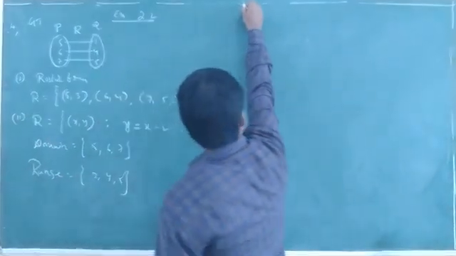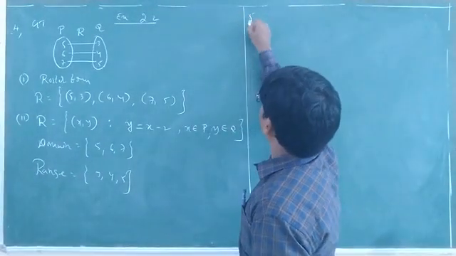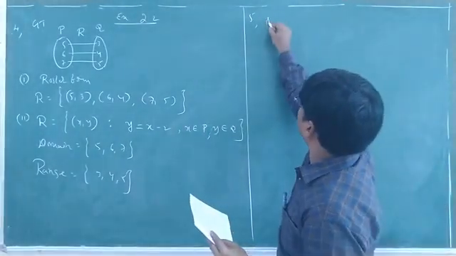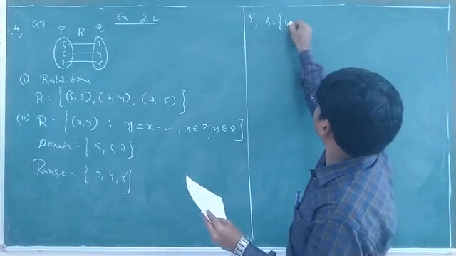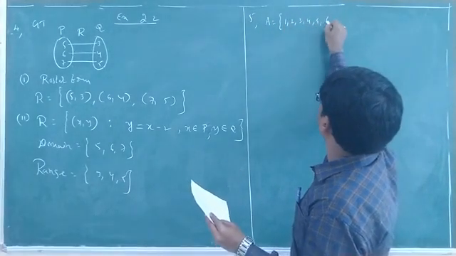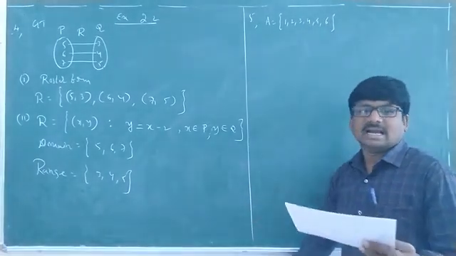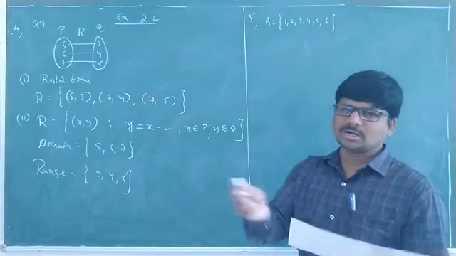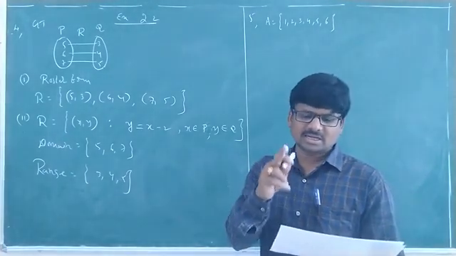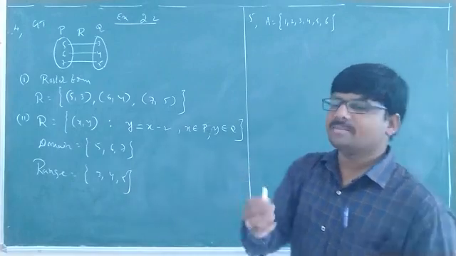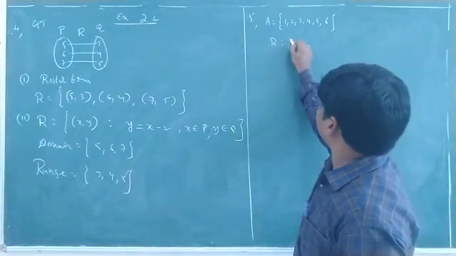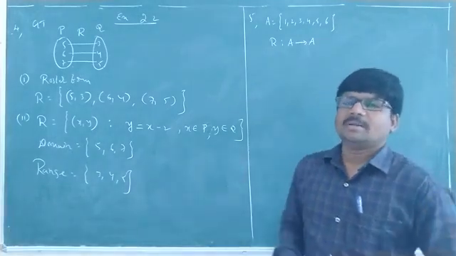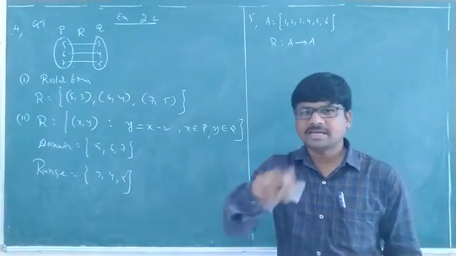Okay. Now I am going to explain question number 5. What is given here? One set is given. Set A equals {1, 2, 3, 4, 5, 6}. Let R be the relation on A. R is a relation on A means R is a relation from A to A. On A means R is a relation from A to A only.